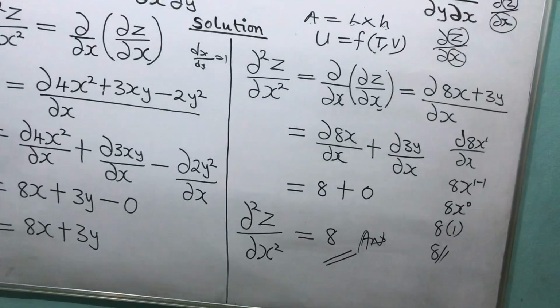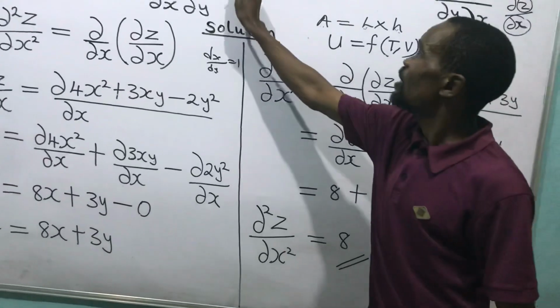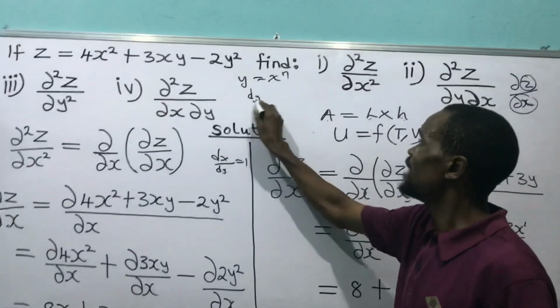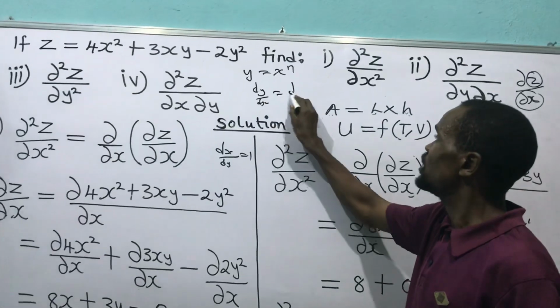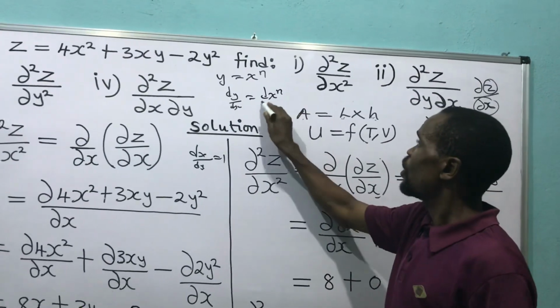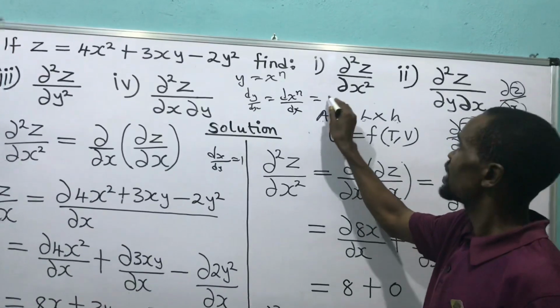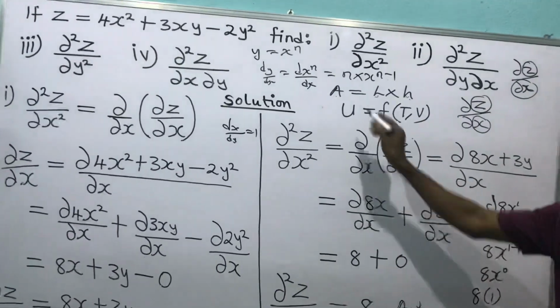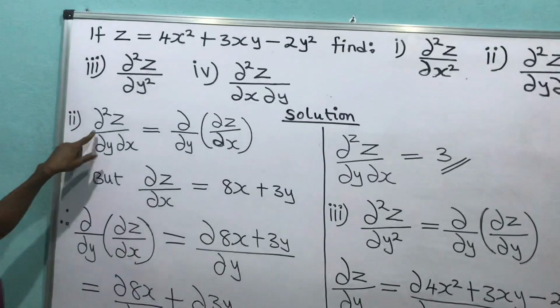You remember our differentiation that y equals x raised to power n. Therefore, dy/dx is equal to d(x raised to power n) over dx, and that gives me n times x raised to power n minus 1. And that's the formula.